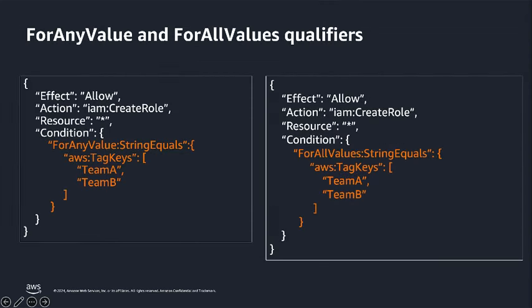When you have a multi-valued key, you should use a multi-valued qualifier with your condition operator, either for any value or for all values. The statement on the left uses for any value and allows the creation of an IAM role if any one value for tag keys in the auth context appears in this possible list of values, so either team A or team B. There can be other tag keys values in the auth context, but one of them must be team A or team B. The statement on the right uses for all values and allows the creation of an IAM role if all values for tag keys in the auth context are found in the list specified in this statement. So for the statement on the right side to match, all of the tag keys values in the auth context must be team A or team B. You don't have to have both, but you can't have a value like team C in the auth context.